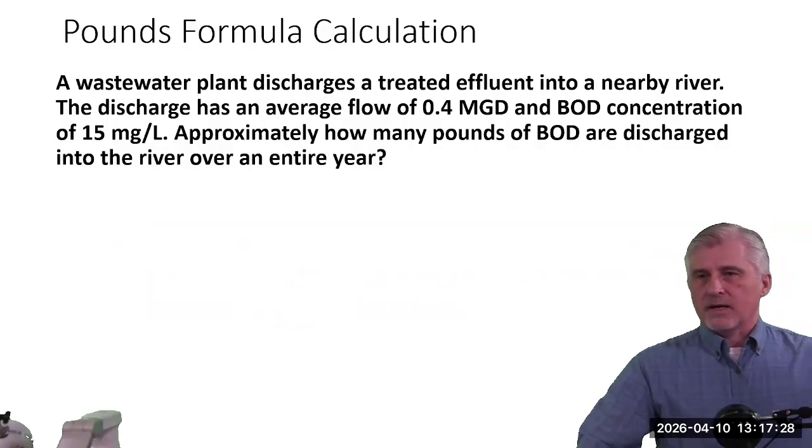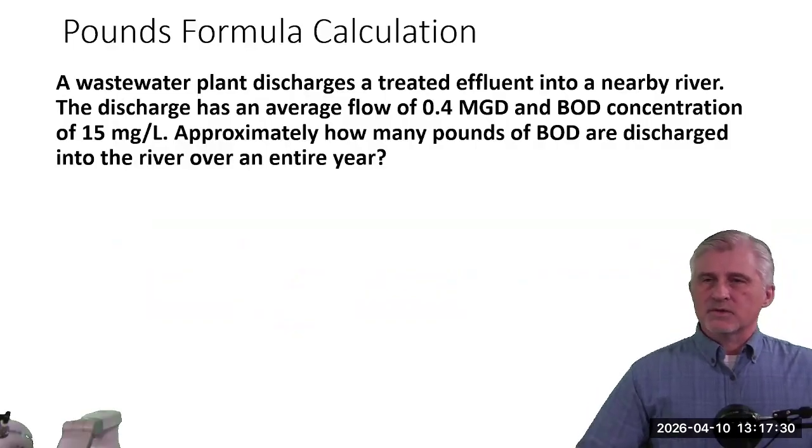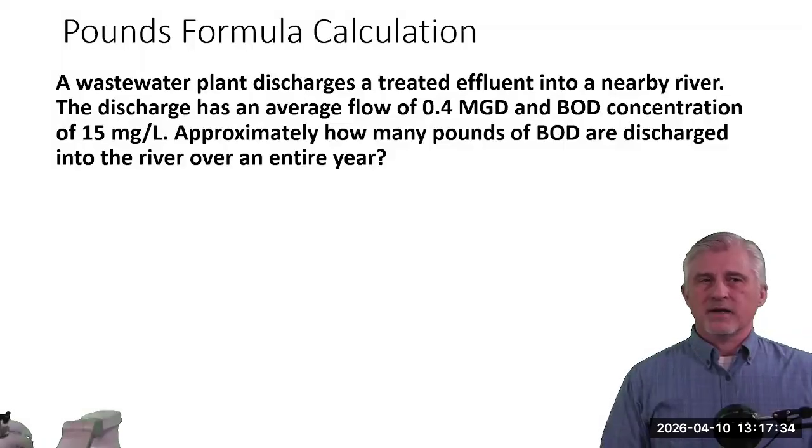So we'll look at a calculation using the pounds formula. We have a wastewater treatment plant. It discharges a treated effluent into a nearby river. The discharge has an average flow of 0.4 million gallons a day and a BOD concentration of 15 parts per million. Approximately how many pounds of BOD are discharged into the river over an entire year?